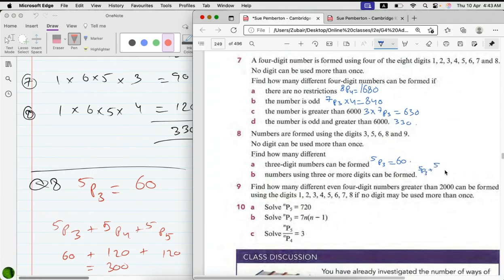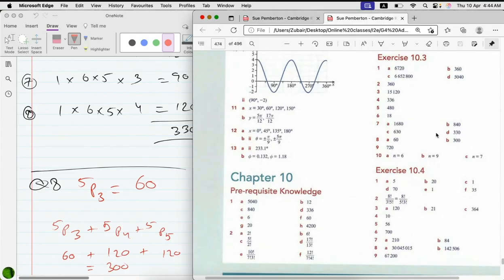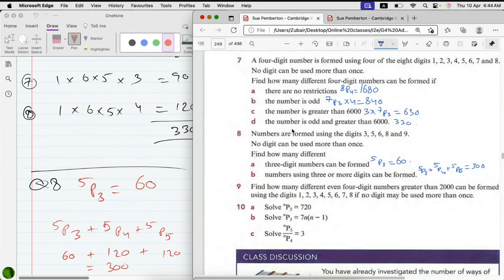Any doubt in this 5P3, 5P4, or 5P5? No. 300. Try question number 9.